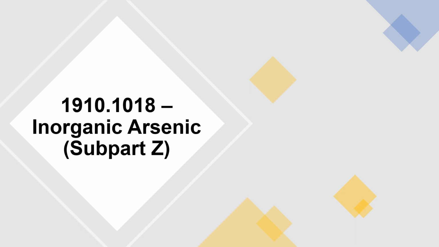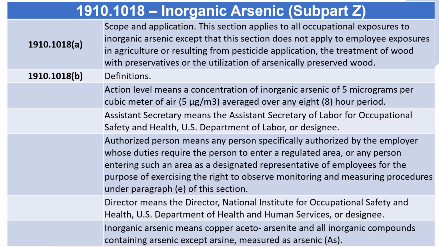1910.1018 Inorganic arsenic. 1910.1018(a) Scope and application. This section applies to all occupational exposures to inorganic arsenic, except that this section does not apply to employee exposures in agriculture or resulting from pesticide application, the treatment of wood with preservatives, or the utilization of arsenically preserved wood.